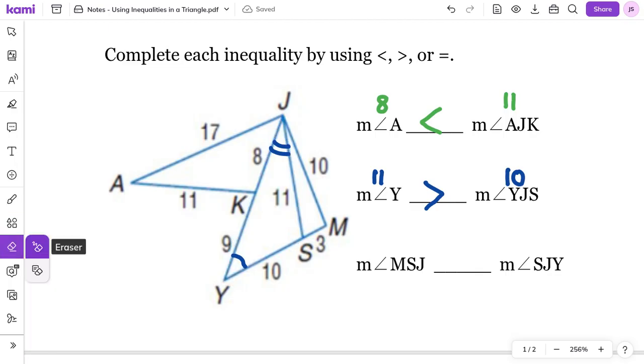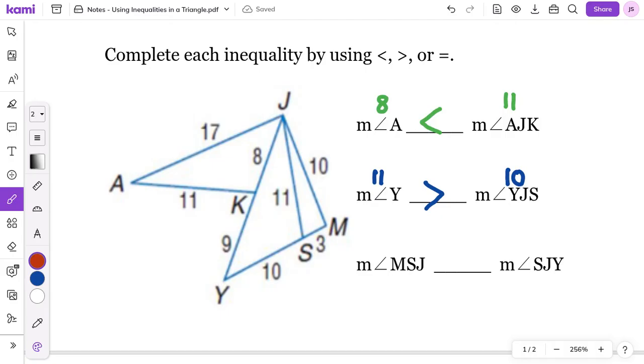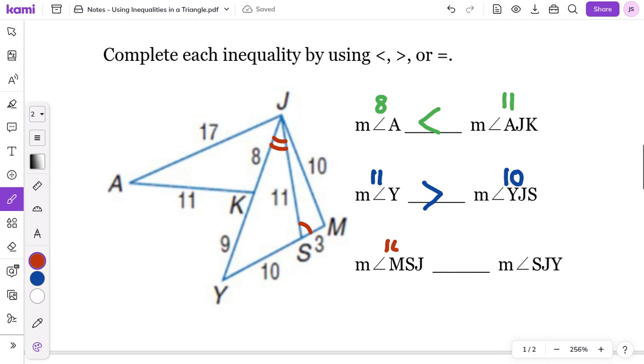All right, and we'll try one more set here, angle MSJ and angle SJY. So we're going to find each of those. Here's angle MSJ, and here's angle SJY. Something to notice, though, each of those are across from a side length that is 10. You can't just automatically say that those angles must be equal because they're not from the same triangle. Even though they're across from side lengths that are the same, they're each 10, it doesn't mean that those angles are equal unless it was in the same triangle.